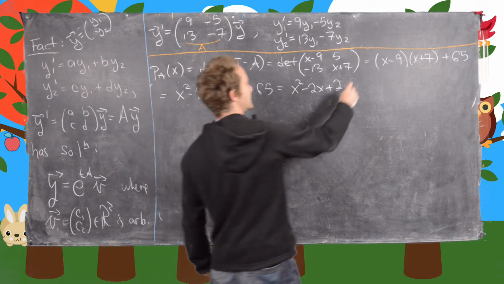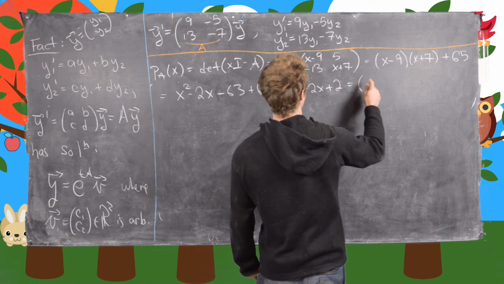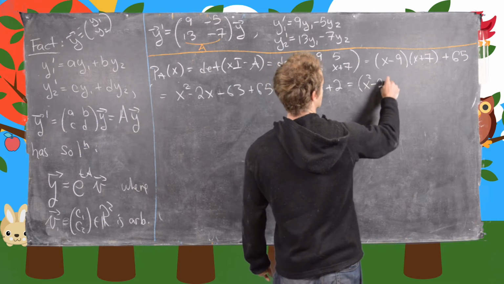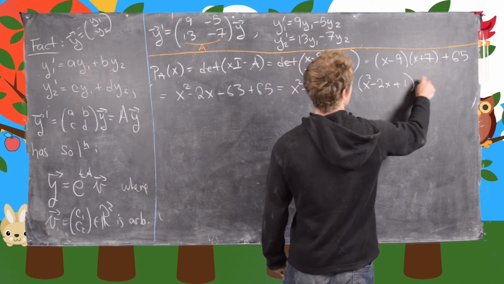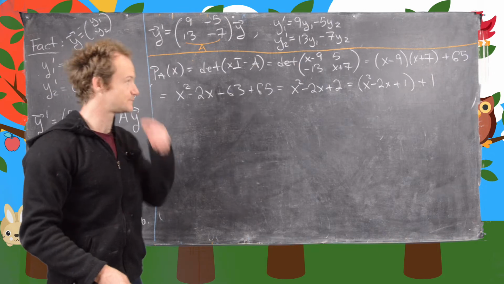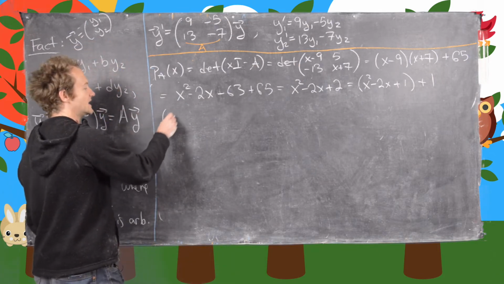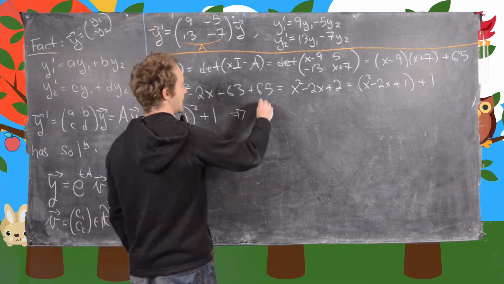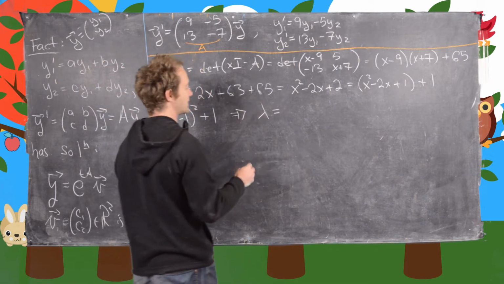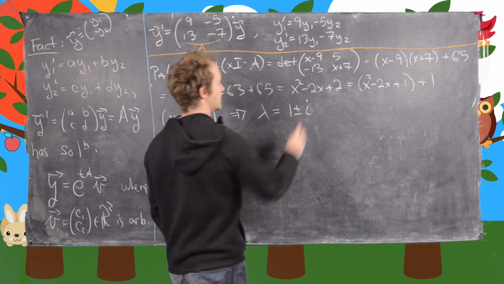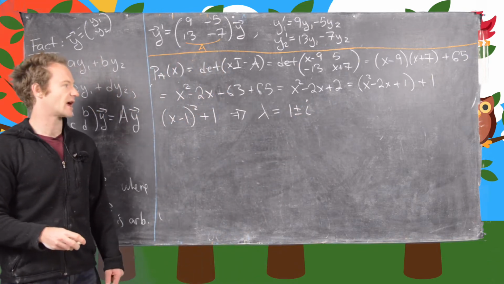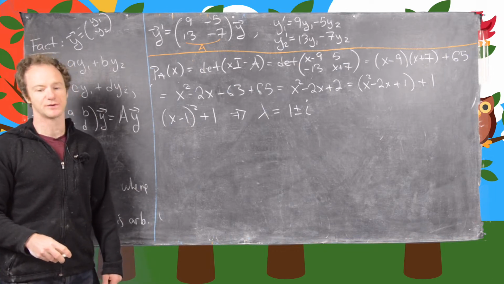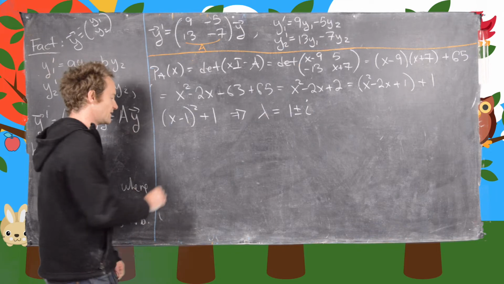But notice that this is pretty quickly turned into a nicer form by completing the square as follows. We have x squared minus 2x plus 1, which means we can write this as (x minus 1) squared plus 1, which tells us that if we set this equal to 0 and solve for the eigenvalues, I get 1 plus or minus i. So I've got complex conjugate eigenvalues, which means that my eigenvectors will also be complex conjugates. Let's go ahead and find those.